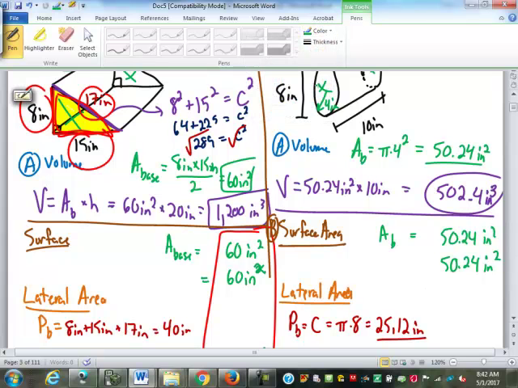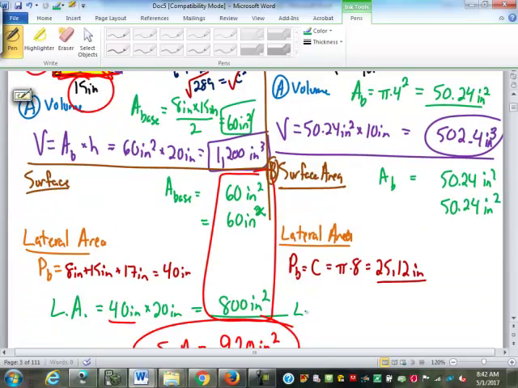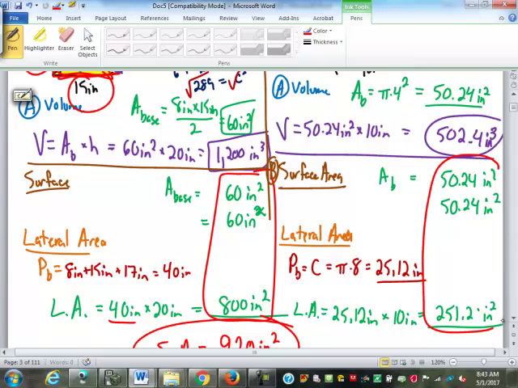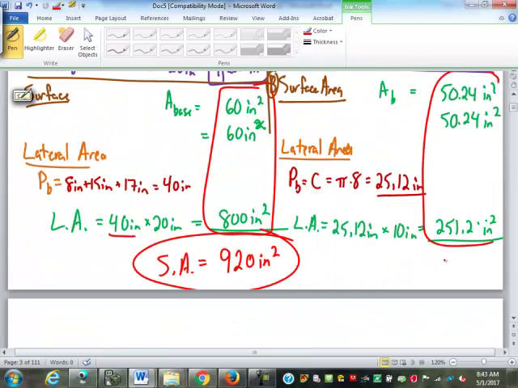So then the lateral area itself is the perimeter of that base, 25.12 inches, times that height of 10 inches. So 251.2 inches squared. And again, we just add those three up. So it becomes 351.68 inches squared.